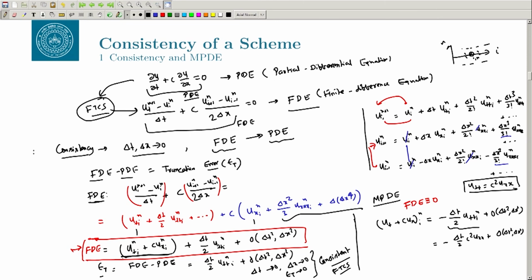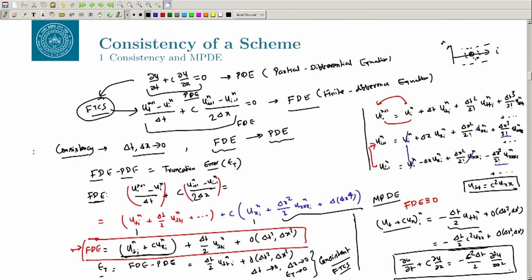So, your MPD becomes, taking all these things together, at n, del u by del t plus c del u by del x is equal to minus c square delta t by 2 u_xx, or in full form, del 2 u by del x square, right. So, this is our modified differential equation.